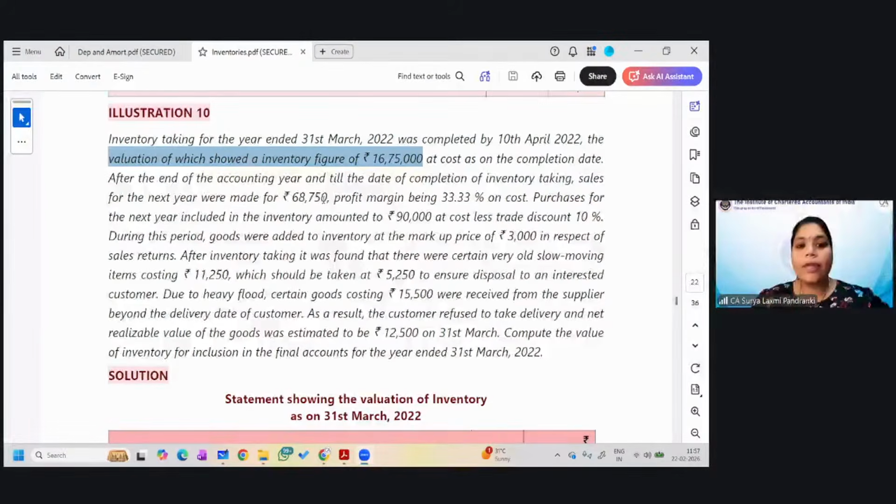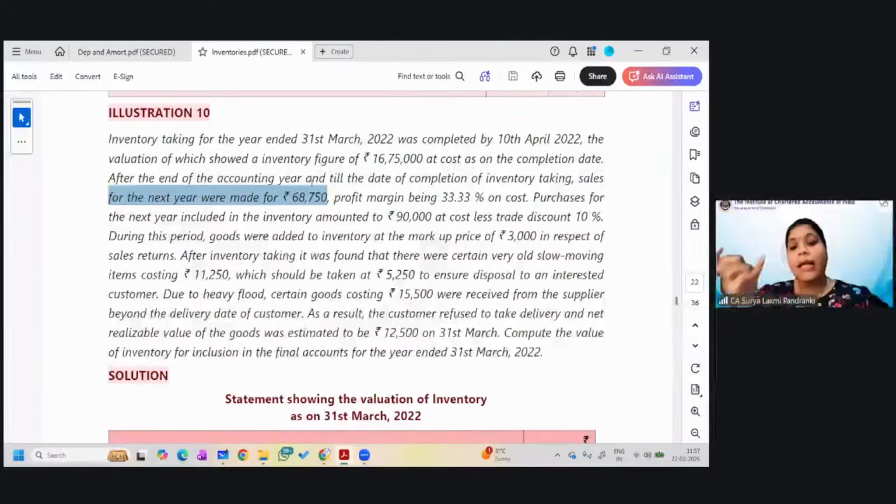After the end of the accounting year until the date of completion of inventory taking, sales for the next year, they clearly mentioned sales for the next year, which means in those 10 days, from 1st April to 10th April, the sales were 68,750. Okay. And profit margin is 33.33% on cost.